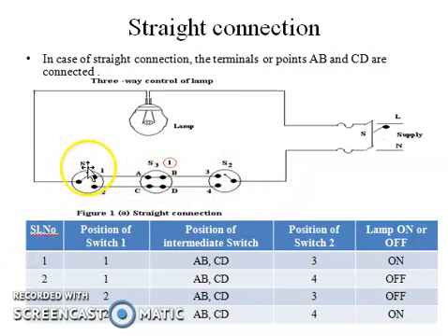This is how they will do the wiring of the three-way control of a lamp in straight connection. Okay, so this is very simple, just see the path. 1 through AB must be connected to 3 to control the circuit. When switch 1 is at position 1 but is connected to 4, you cannot give the supply. When it is at 2, it must be connected to 4 to give the supply. If it is connected to 3, then the lamp remains off because of the open circuit.